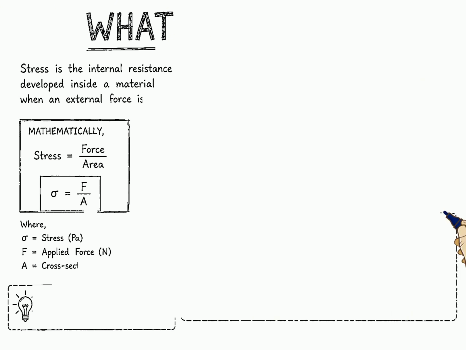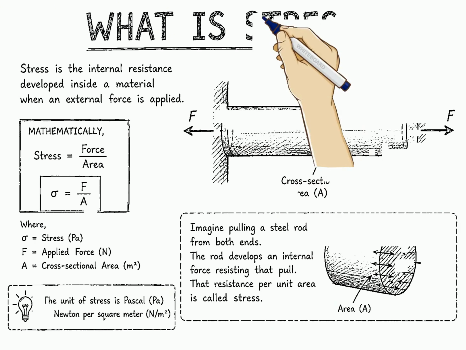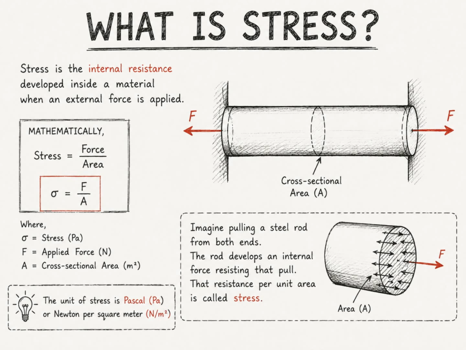Stress represents the intensity of internal forces acting within a material. When an external load is applied, internal resisting forces develop to maintain equilibrium. By dividing this internal force by the loaded area, we obtain stress. Stress allows engineers to compare loading conditions independent of component size and is a key parameter in failure analysis and design calculations.